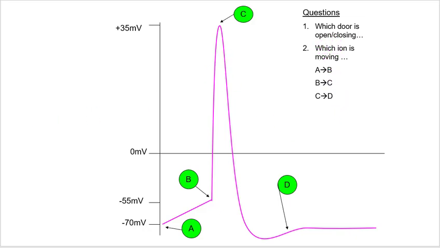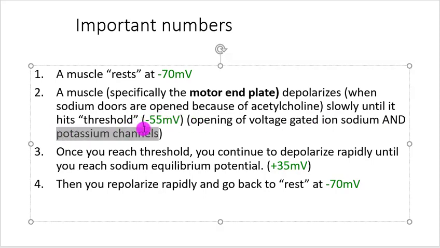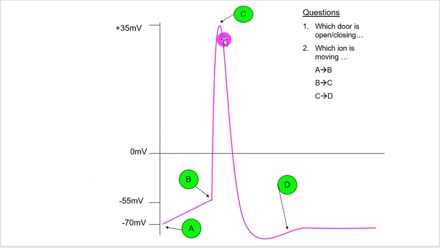So now, the last thing that I want to mention here is this question. What is threshold for opening of voltage-gated sodium doors? Well, you already know that threshold, right? That threshold was negative 55. But here, I told you that the threshold is negative 55 for opening of potassium channels as well, too. Voltage-gated potassium channels. But yet, on this slide, I'm telling you that potassium channels are actually opening here when it's at plus 35. So what gives?